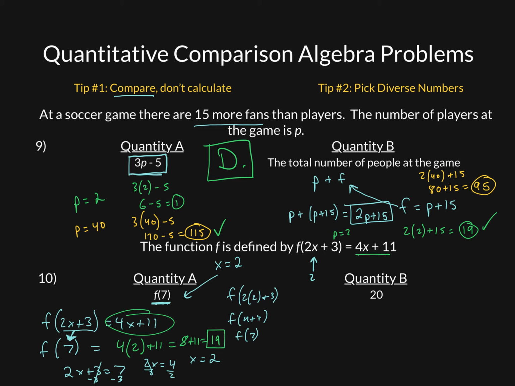So 19 is f of 7, and 20 is quantity B. So what's bigger, 19 or 20? Clearly 20. So in this case, we know quantity B is bigger. Therefore, our answer choice is B.